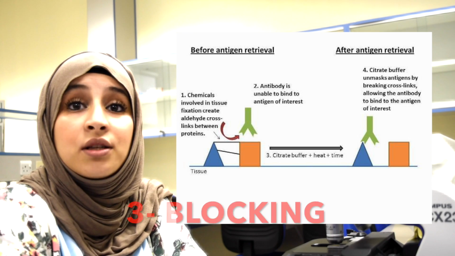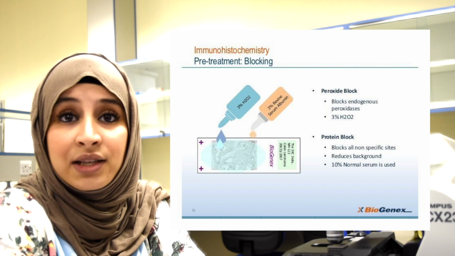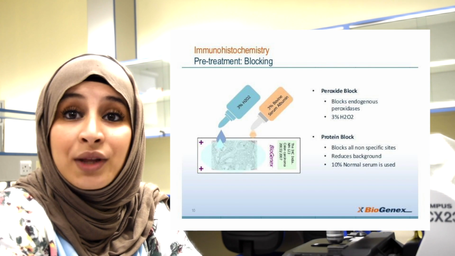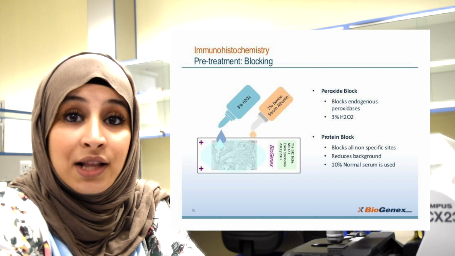The third step is blocking. There are two main factors to consider. The first factor, you want to block or inactivate endogenous enzymes in the tissue that can activate substrate that might be used later in visualizing antibody binding. For example, endogenous peroxidase and alkaline phosphatase.